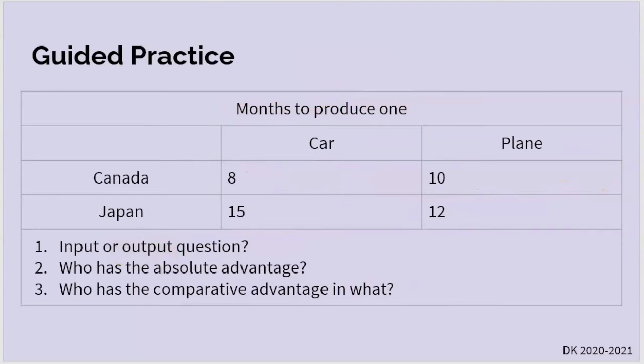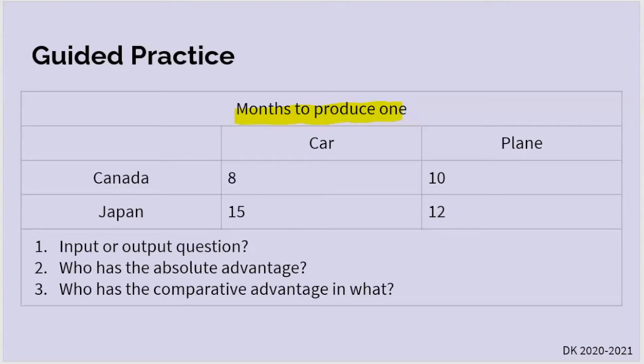In this guided practice, we're looking at the months it takes to produce one car and one plane. For Canada, it takes 8 months to produce a car and 10 months to produce a plane. For Japan, it takes 15 months to produce a car and 12 months to produce a plane. I actually don't know what high-tech car they're producing if it takes them 3 months longer to produce a car than a plane.